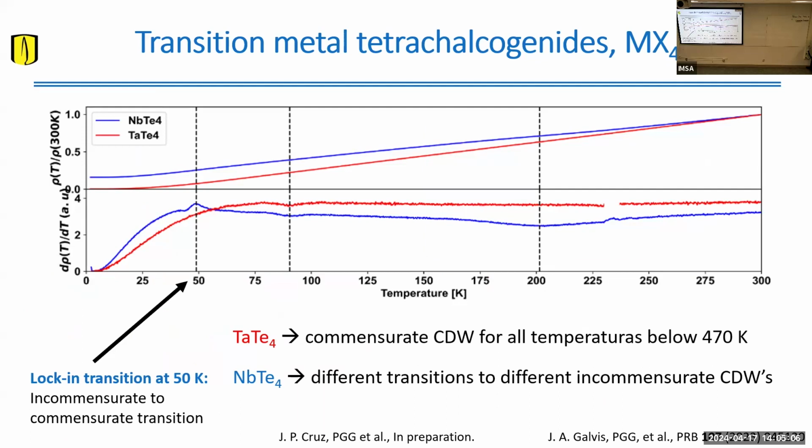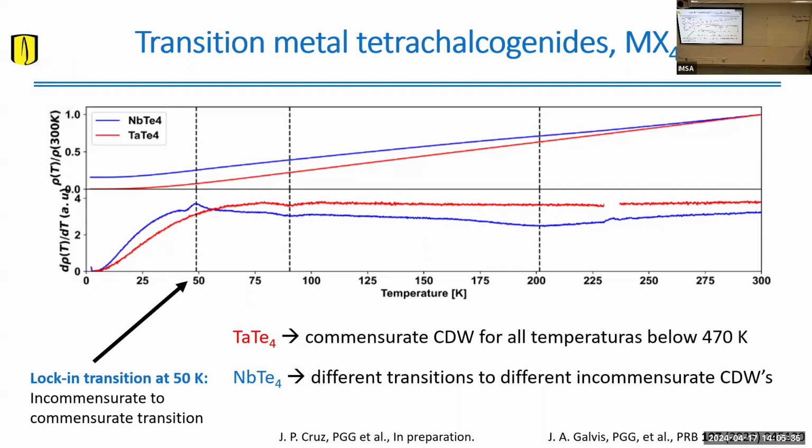So this is the resistivity measurements for both of these systems. And this is a derivative of this resistivity, which highlights some of the features of the nature of transport in these two compounds. For instance, for the tantalum tellurium 4, the resistance seems pretty flat. There are some features that could be something. But for the niobium tellurium 4, there is a more obvious change in the derivative of this resistivity measurement.